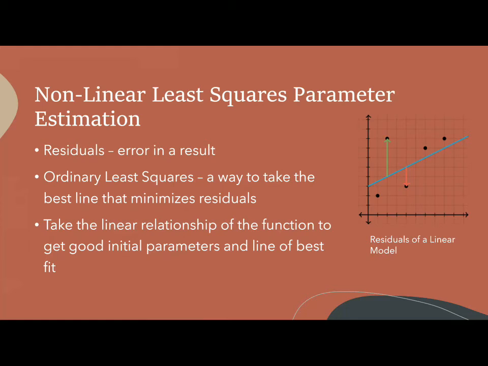Now, the ordinary least squares is a way to take the best line that minimizes the residuals, and this can also be referred to as the line of best fit, and it's essential in creating predictions that are accurate, that take into account variations in the data. Now, we're not dealing with linear estimations with our growth models. So in order to still make accurate predictions and estimations with our variables, we're going to have to take the linear relationship of the function to get good initial parameters and our line of best fit.